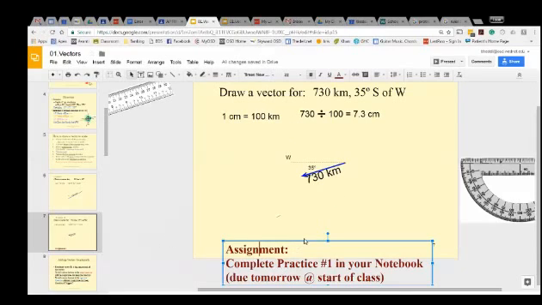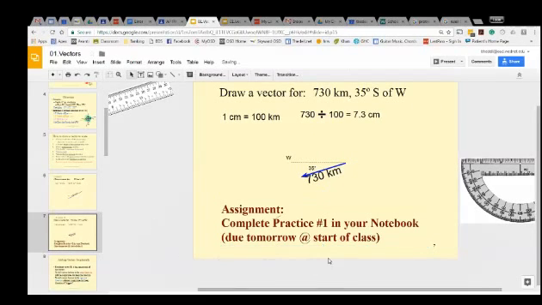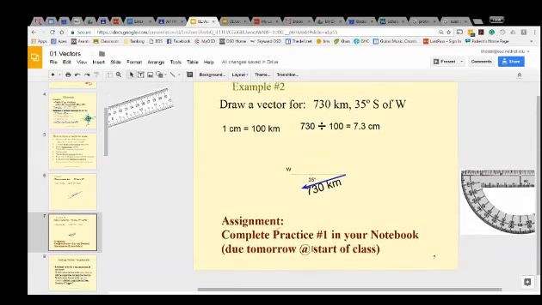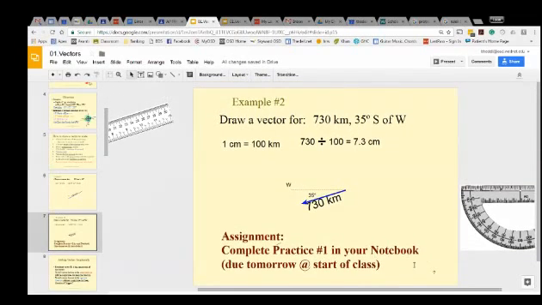For your assignment, you see that on the handout that you got, is to complete part 1 of the assignment, and I'll take a look at that in class tomorrow to see how well you did.